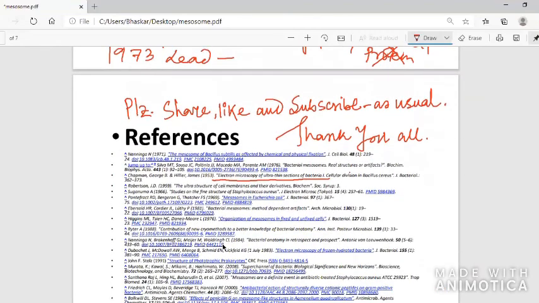I can share some references if you want to know more about the mesosome. You can study these PDF folders, and in the comment section please text me what your idea is about the mesosome. Is it a fact, or a structural artifact produced during electron microscopy fixation?